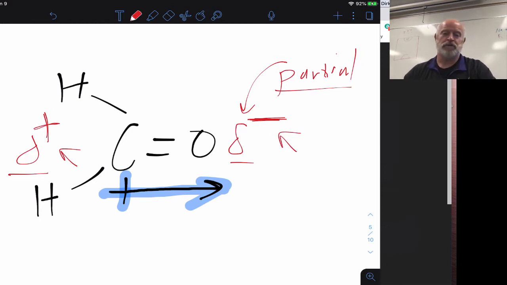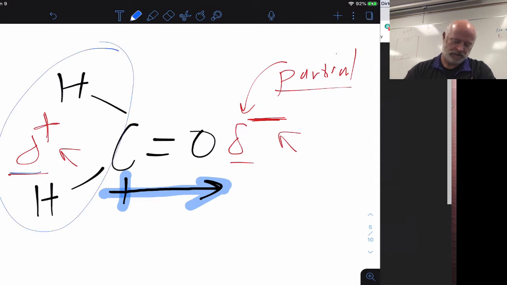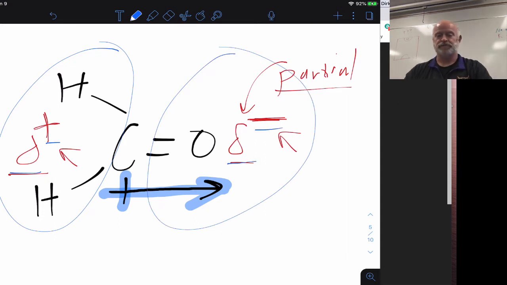So for a polar molecule, if we were going to actually symbolize this, we would say that this side of the molecule over here is more partially positive. This side of the molecule would be more partially negative, creating a polar molecule, which means when we come to chemistry, it's going to act a certain way because of that polarity of that molecule.